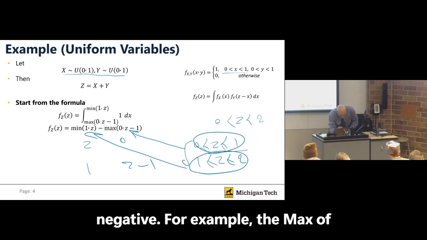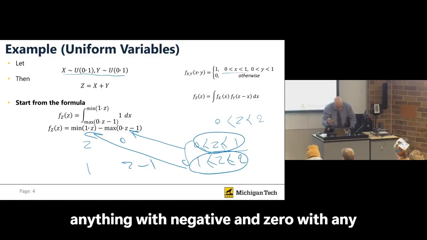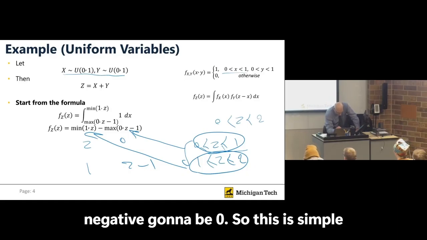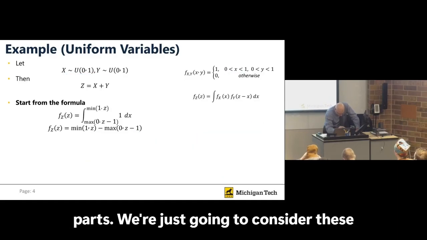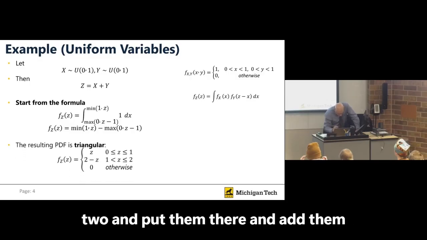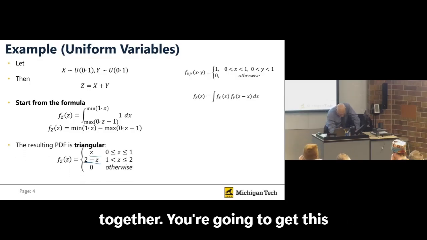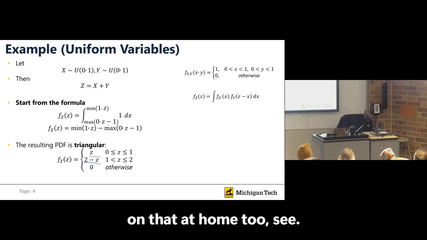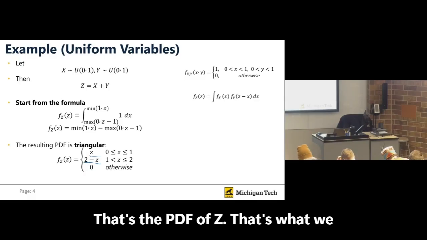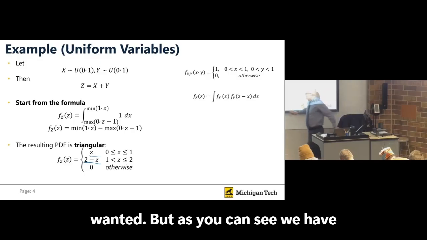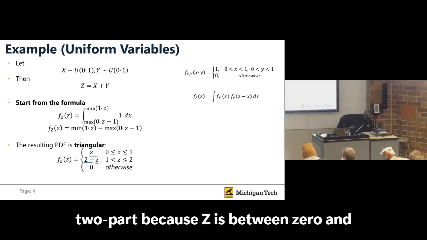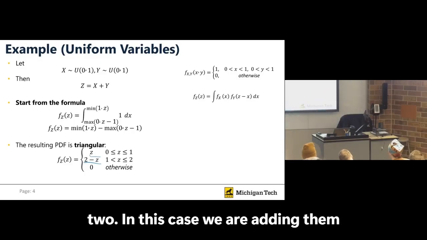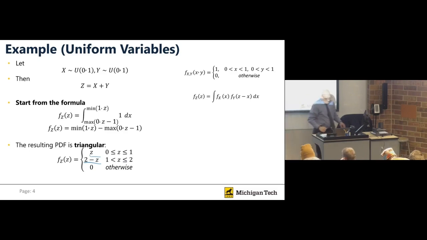For example, the max of 0 with any negative number is going to be 0. So these are simple parts. You're just going to consider these two cases, put them there, and add them together. You're going to get this result. You can work on that at home to see. That's the PDF of z. That's what we wanted. But as you can see, we have two parts, because z is between 0 and 2 in this case. We are adding them together.